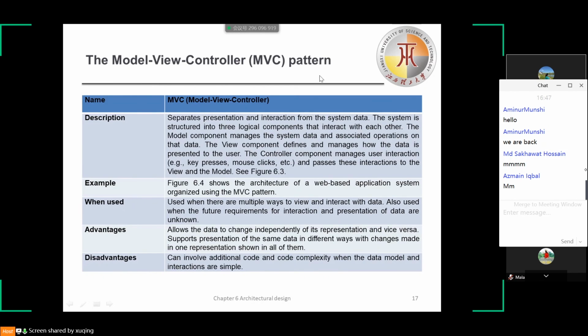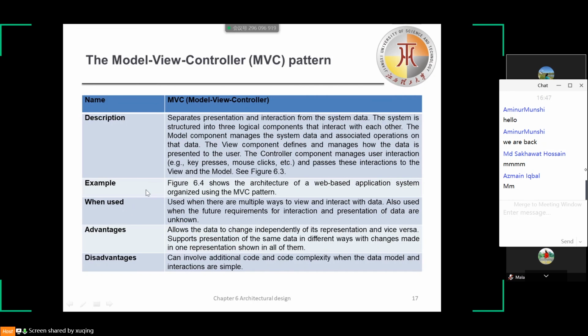This pattern is the basis of interaction management in many web-based systems. You see here the stylized pattern description includes the pattern name, a brief description with an associated graphical model, as we'll see later, and an example of the type of system where the pattern is used.